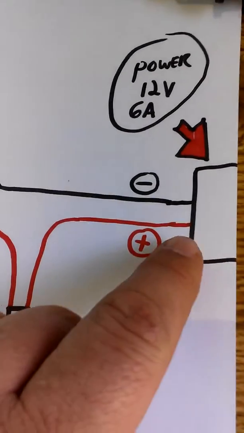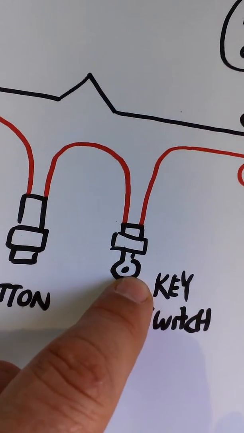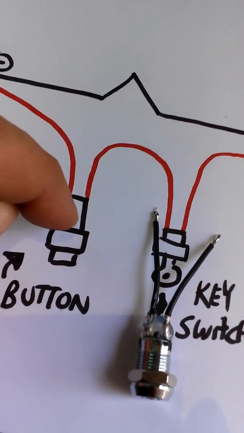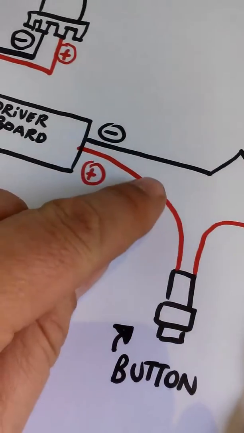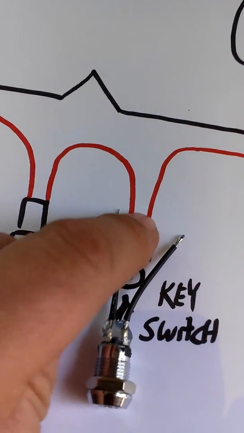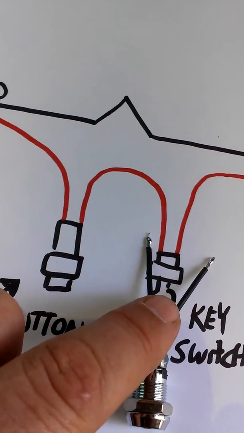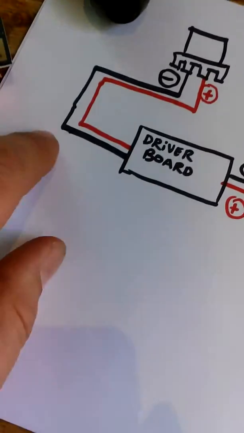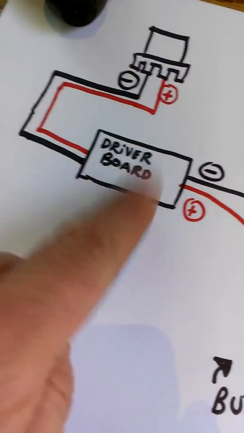Now the positive wire goes out from the power supply into the key switch, out the key switch into the wire for the trigger or the button, out the button, and then to the positive. So if the key switch is off, there's a break in the wire and you can push the button, nothing's going to happen. If the key switch is on, then you push the button and electricity can flow all the way through and turn it on. Do not put a switch or break the connection between the diode and the board.